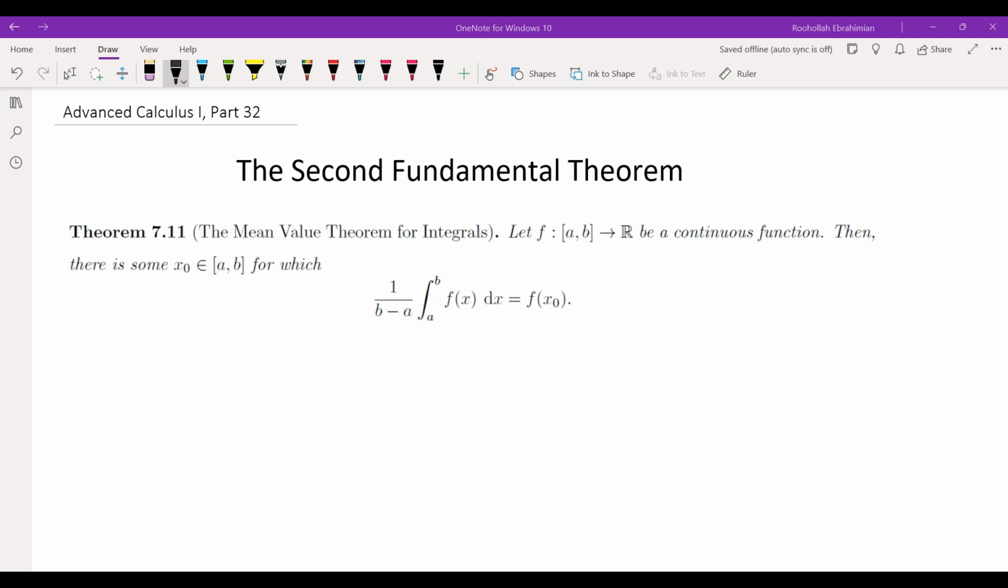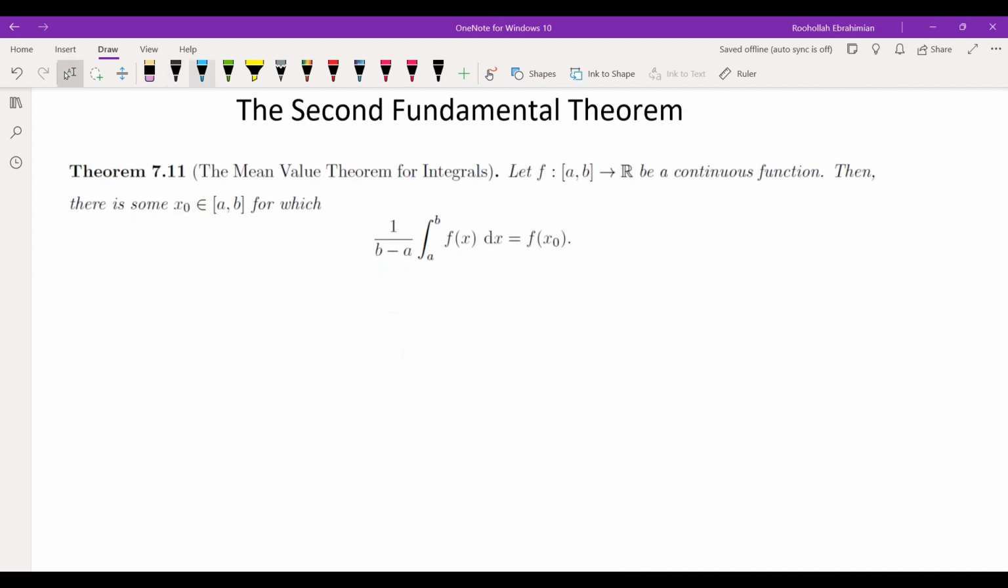Hello, in this video we're going to go over the second fundamental theorem of calculus. First, we are going to talk about the mean value theorem for integrals. First of all, what is the mean value theorem for integrals and what's the intuition behind it?